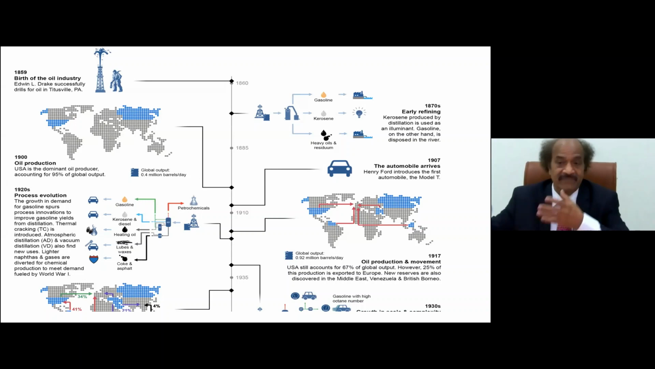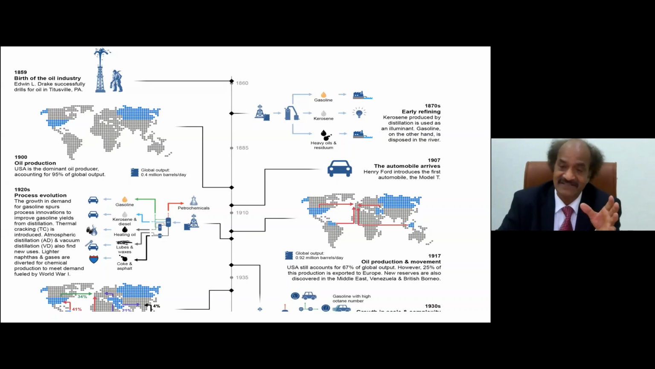Also, very interestingly, that is the time when synthetic ammonia was made available. Haber and Bosch must be thanked for that. In fact, they got a Nobel Prize. You know that. So synthetic ammonia was there, which was required for making nitric acid and nitroglycerin and explosives, which were used in World War I.